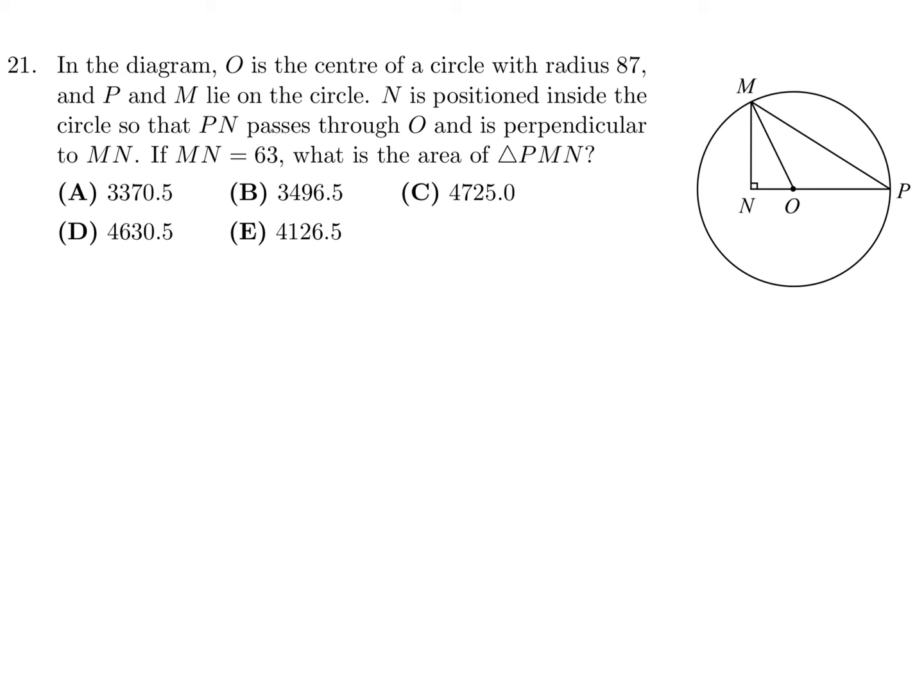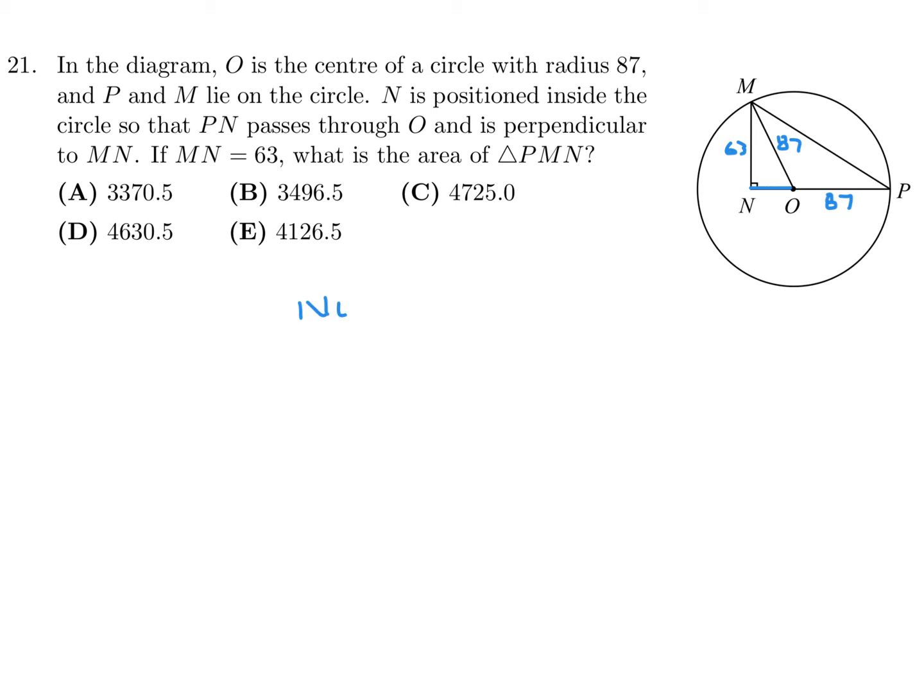Okay, let's label this. The radius is 87, so MO is 87, and OP is also 87. And then MN is 63, like that. And what are they asking? The area of PMN, so the full triangle. So first I've got to figure out NO.